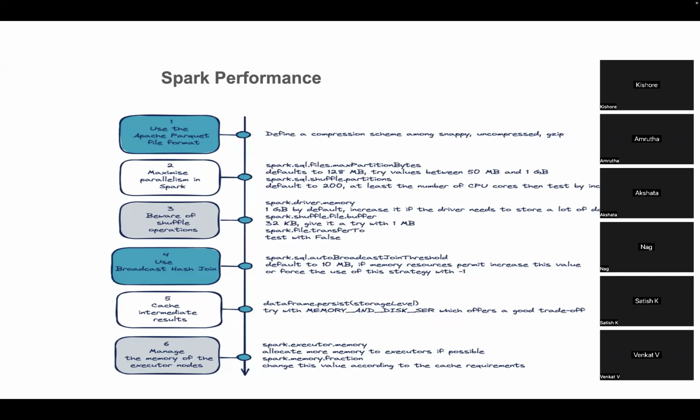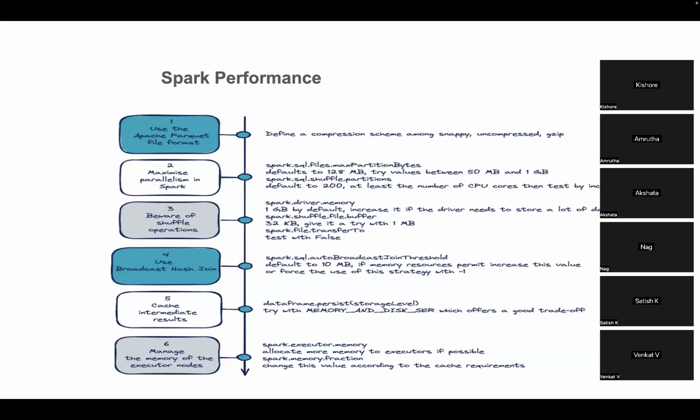Manage the memory of the executor nodes. This is not much, since mostly it is done automatically. But again, it is like scaling. If your data does not fit in the executor memory to process, then you get out of memory errors, which you can solve by scaling up or scaling out, adding more nodes or increasing the machine size, but auto scaling will take care of that.